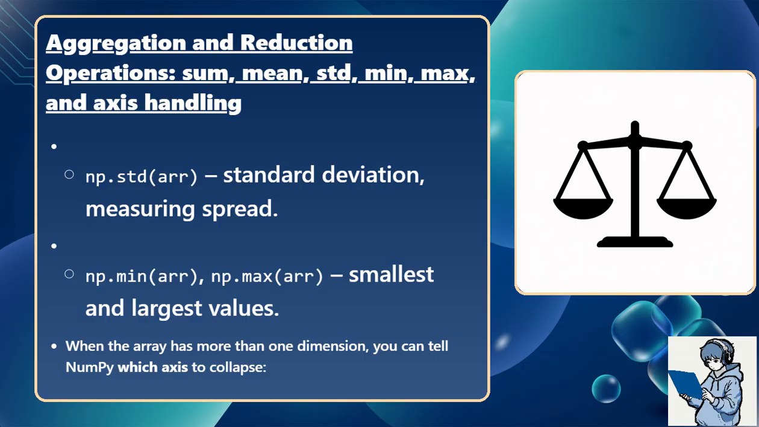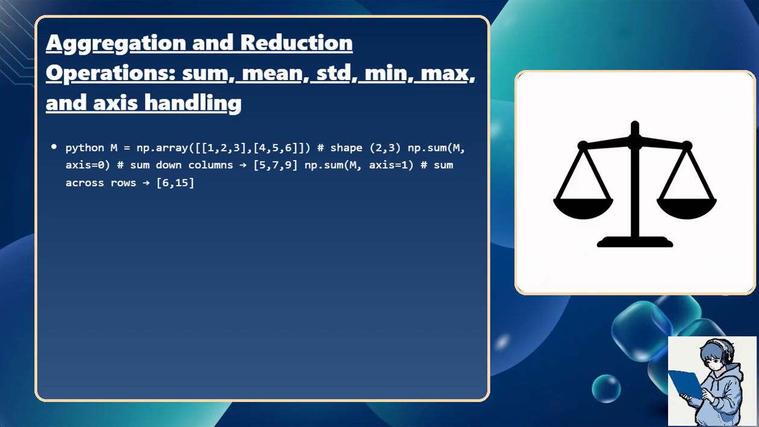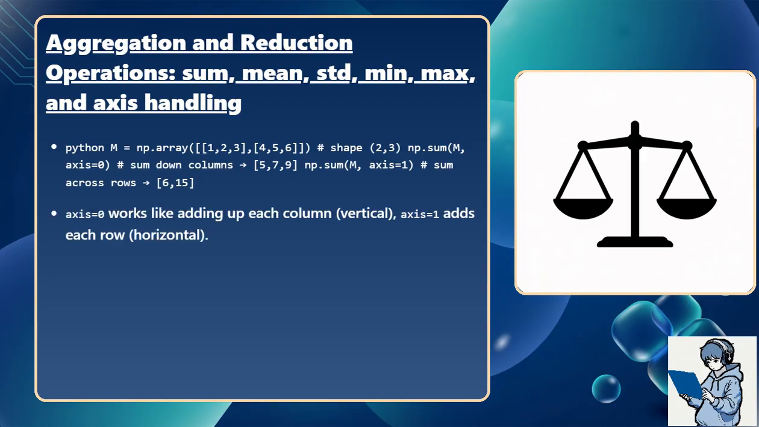When the array has more than one dimension, you can tell NumPy which axis to collapse. M equals np.array of 1, 2, 3, 4, 5, 6, shape 2 by 3. np.sum(m, axis=0) sums down columns, equals 5, 7, 9. np.sum(m, axis=1) sums across rows, equals 6, 15. Axis 0 works like adding up each column, vertical. Axis 1 adds each row, horizontal.